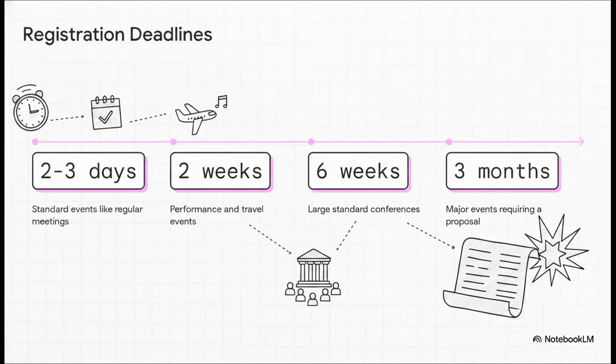Because of all those moving parts, this timeline is your absolute lifeline. Standard events, like regular weekly meetings or rehearsals, just need 2 to 3 days notice. But watch how quickly this scales up. Performance and travel events need a minimum 2-week lead time.